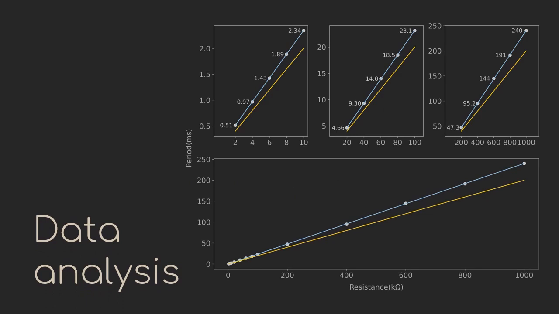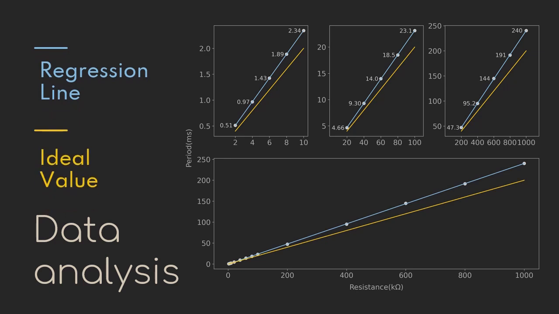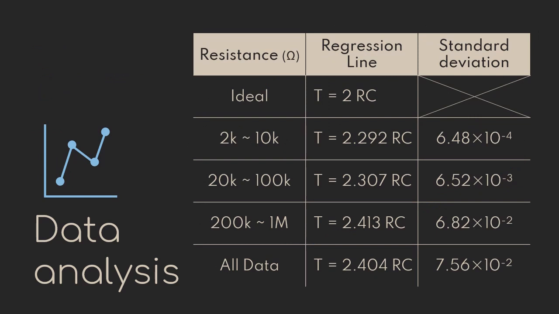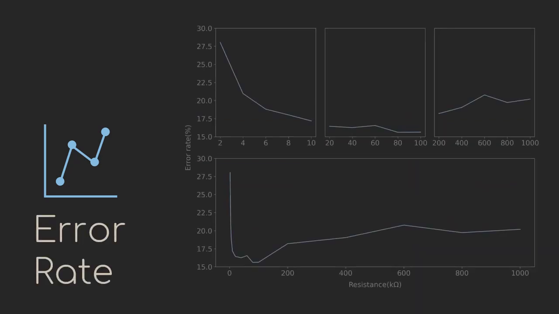The gray dots are the data. The blue lines represent the regression line. The yellow lines show the ideal value. Even though there are some errors between the measured and the ideal values, the difference is not significant. Thus, we can simply multiply a correction term to obtain a more accurate model. The error rates are mostly between 15 and 20%. One possible solution to these error rates is to choose another beta to cancel out the correction term.